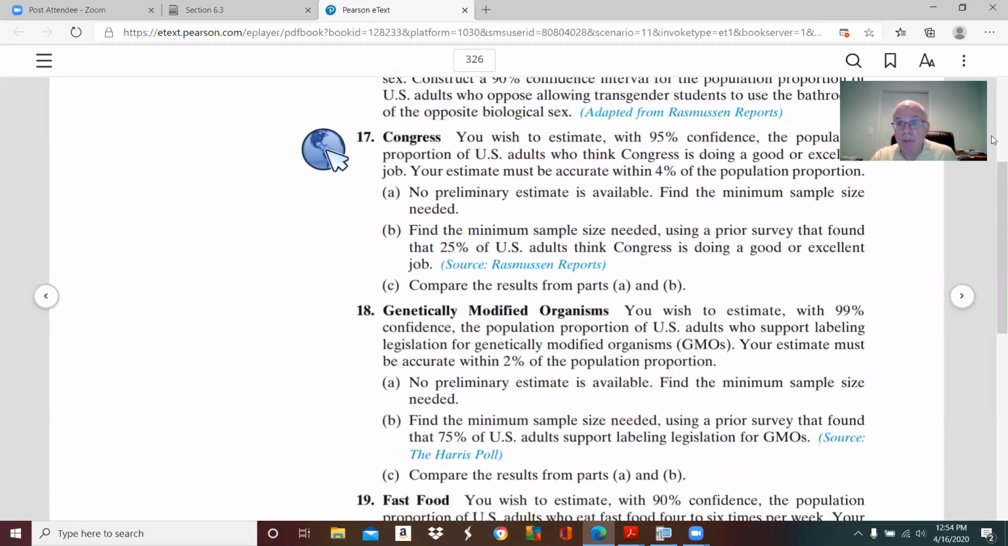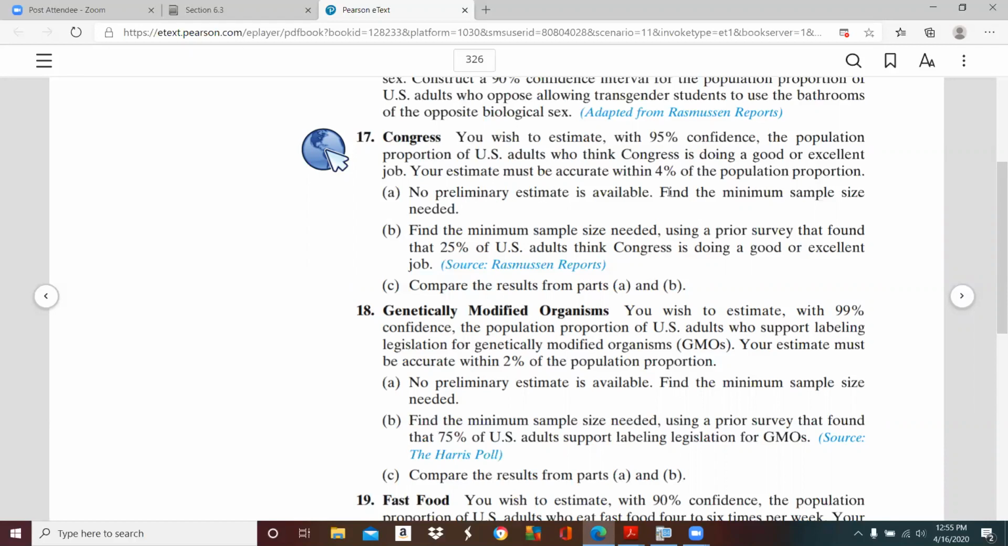Let's actually move my picture here out of the way. All right, you wish to estimate with 95% confidence the population proportion of US adults who think Congress is doing a good or excellent job. Your estimate must be accurate within 4% of the population proportion. And what A is saying is there's no preliminary estimate for the sample proportion. Okay, you need an estimate. We'll see that in a minute. Find the minimum sample size needed.